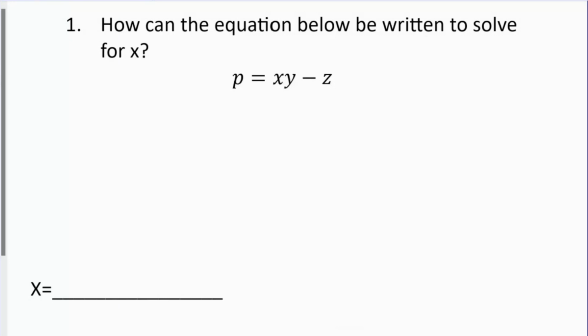Going to be going over the Module 1 test review. So, number 1, it says, how can the equation below be written to solve for x? We're going to be solving it, even though we just have letters, the same way. Alright, we're going to start by getting rid of this negative z.